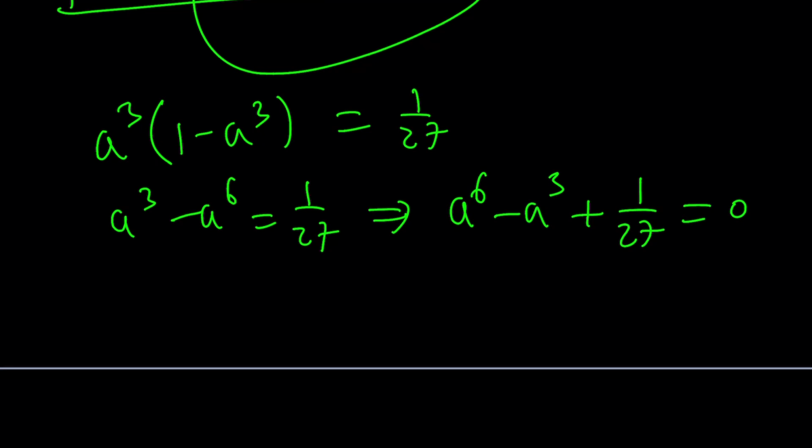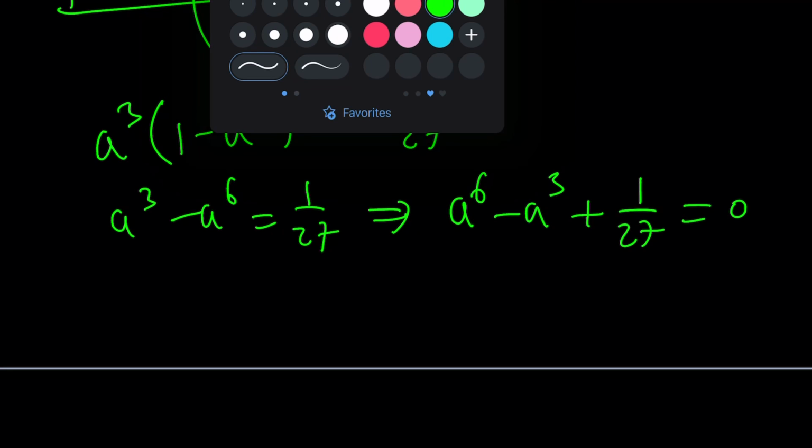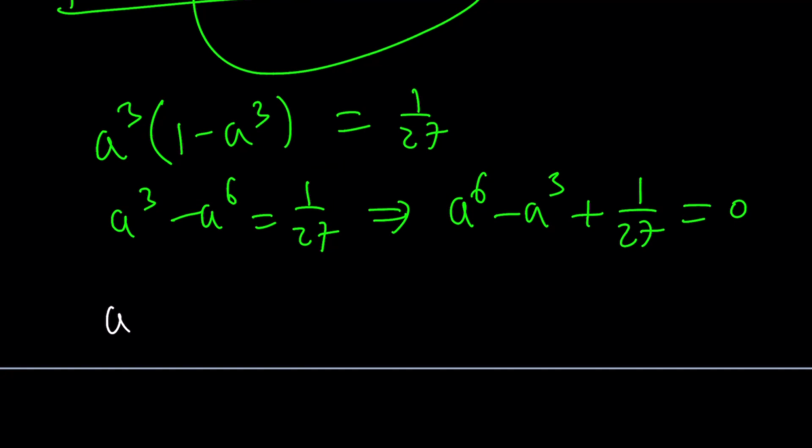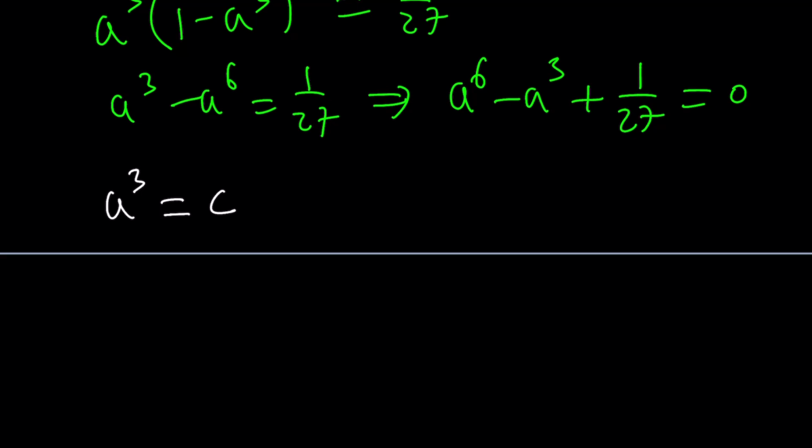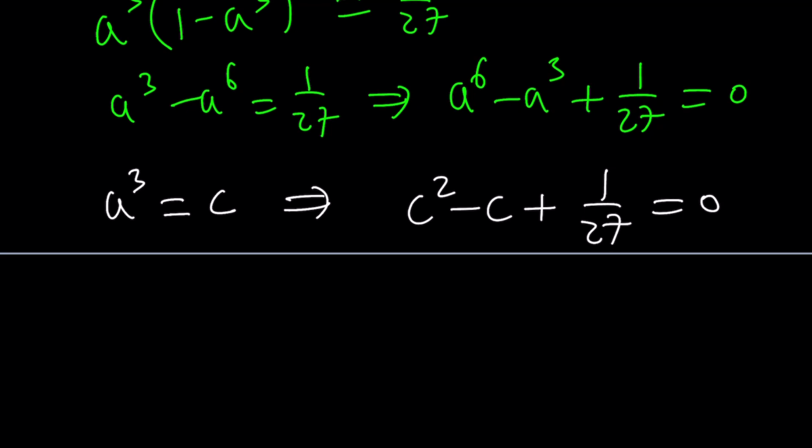But we do need to do a little bit of substitution here, so bear with me. Let's go ahead and call a cubed, let's set it equal to c because we used b. Okay, a, b, c. So now we get the following. B, not b, to be or not to be. So that's going to be c squared minus c plus 1 over 27 equals 0. Awesome.